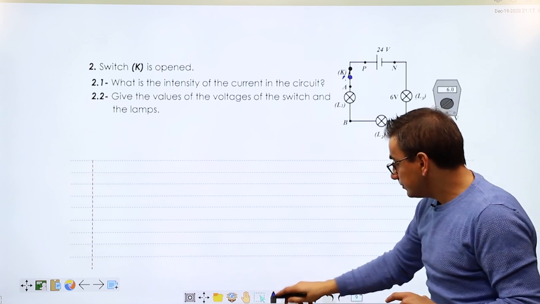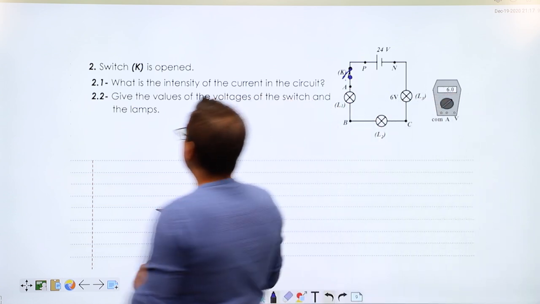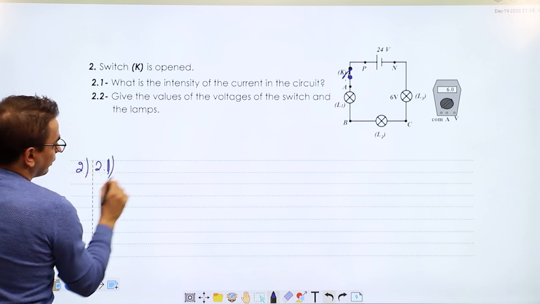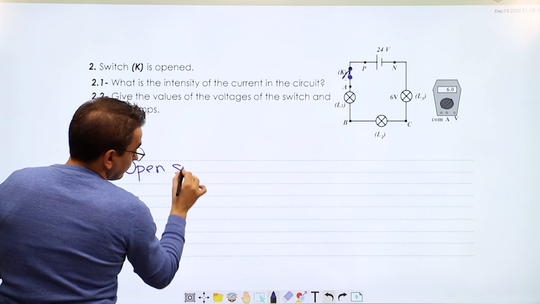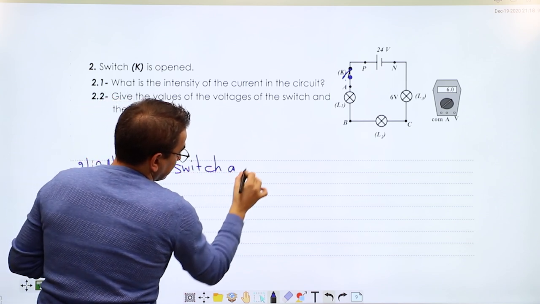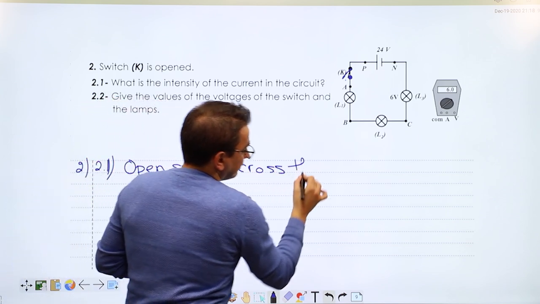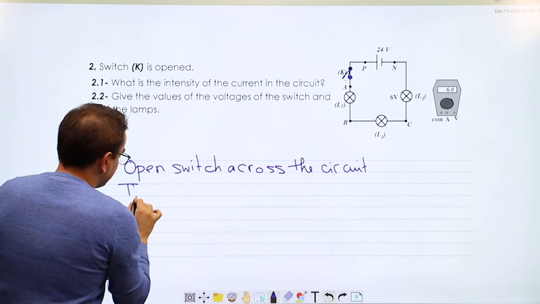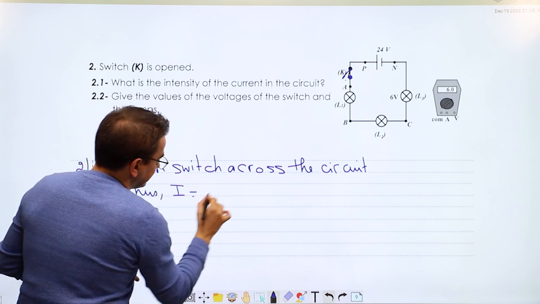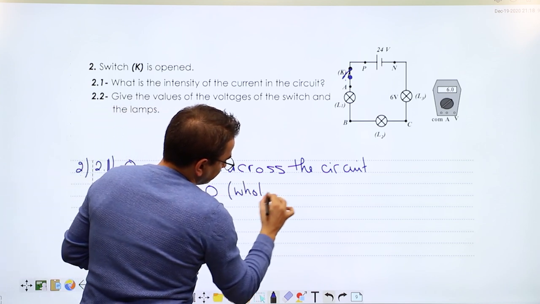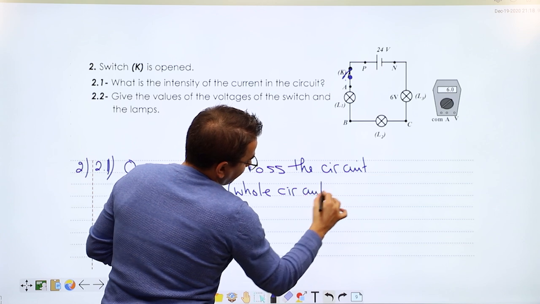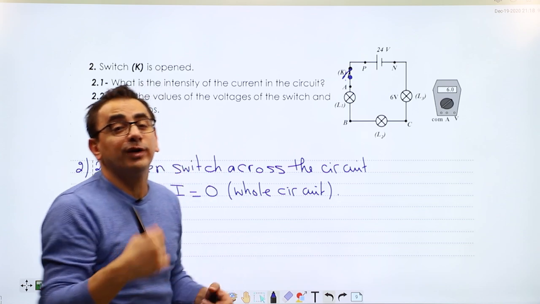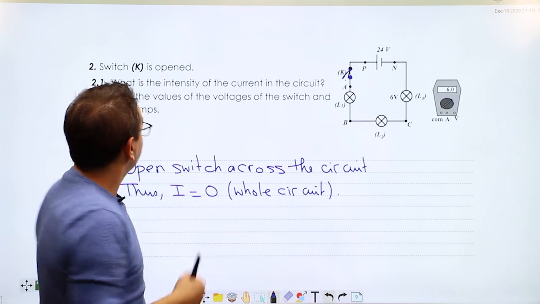So what happens here? Part 2.1. What is the intensity of the current? Open switch across the circuit. Okay, because the whole circuit is protected by the switch. Thus, I is 0 in the whole circuit. That's it. No more pathway for current to continue or for electrons to move, because electrons are opposite to current.